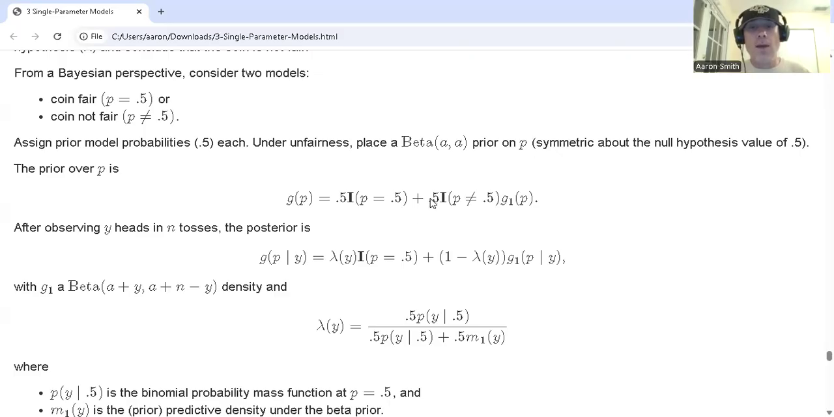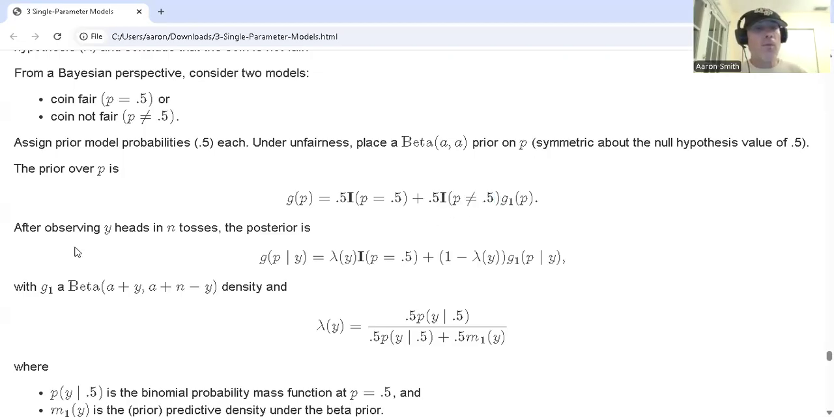And then I'm going to have 0.5 times the indicator function with the g, and this g is going to take into account that beta that I was just talking about. And so this I is the indicator function, indicating that if p is equal to 0.5, this is equal to 1. If p is not equal to 0.5, then this is equal to 0. And whenever p does not equal 0.5, this is 1, and when it does equal 0.5, it's equal to 0.